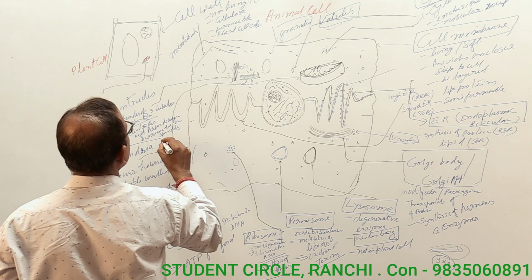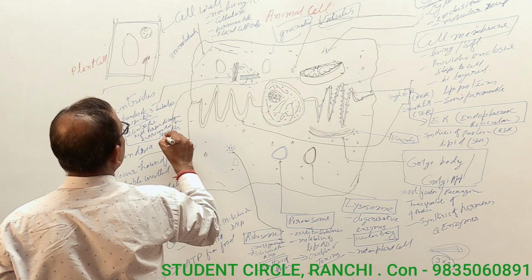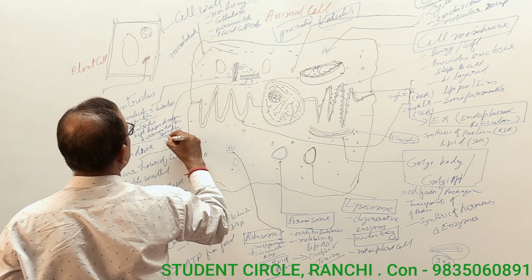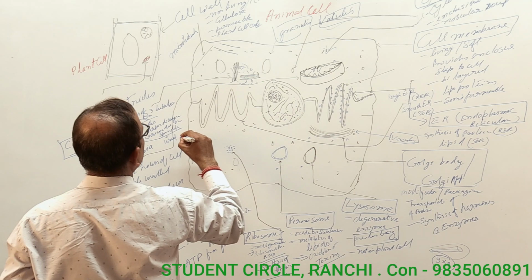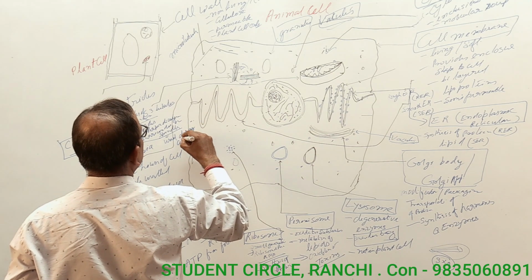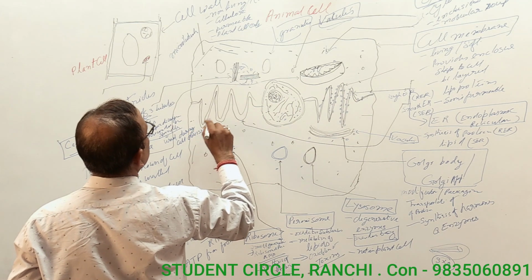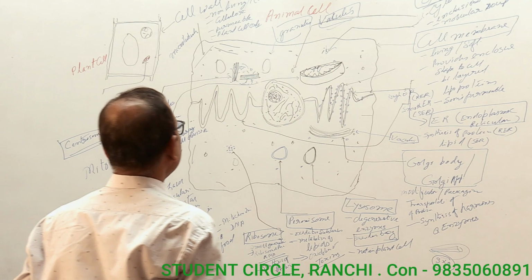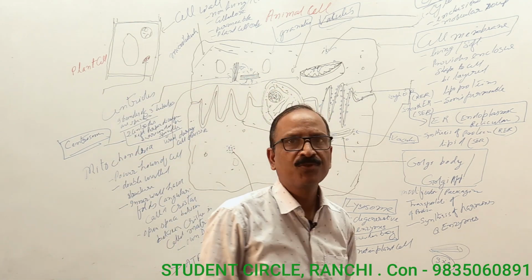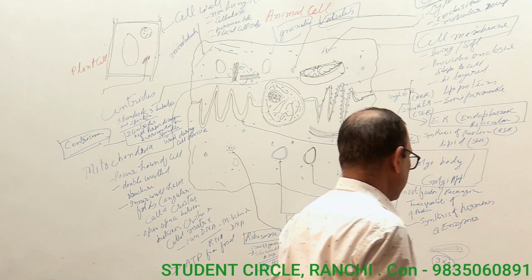And these centrioles or centrosome are used during cell division. These spindles and centrioles are used during cell division.